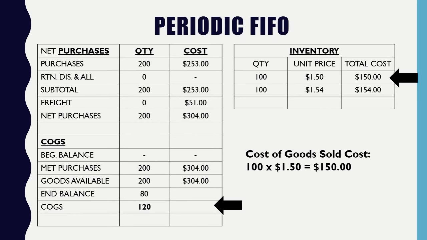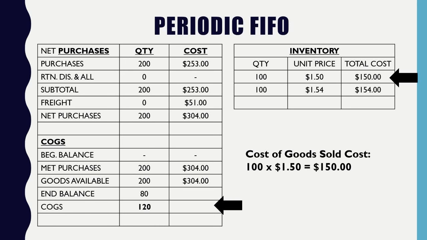Now, looking at our inventory worksheet, we see that we have two batches of inventory that we've purchased, right? One on the 1st and one on the 11th. Now, understanding the first in, first out method, we're going to start from the very first batch that we purchased, which is the 100 items costing me $1.50.